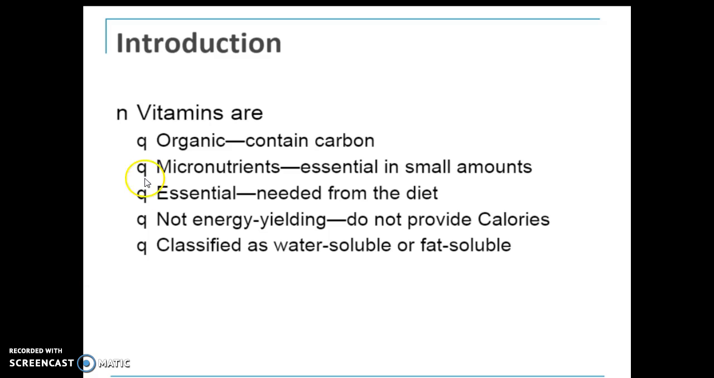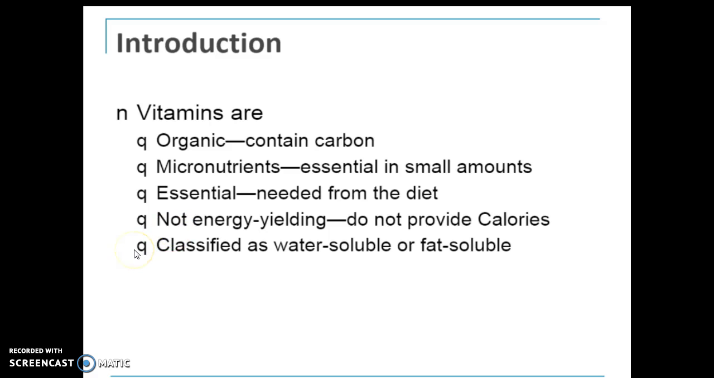If we look at vitamins, they are: 1. Organic, they contain carbon; 2. Micronutrients, they're essential in small amounts; 3. Essential, which means they're needed from the diet; 4. Not energy yielding, which means they don't provide any calories. So we've already been through all the nutrients that provide calories. Vitamins are not those nutrients.